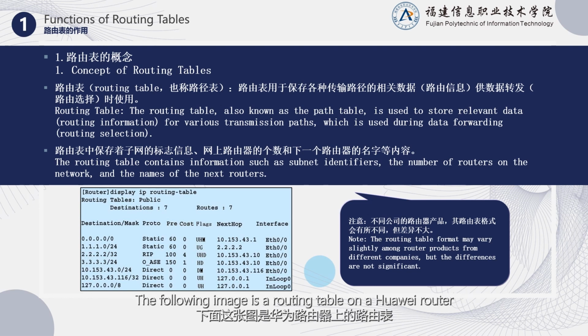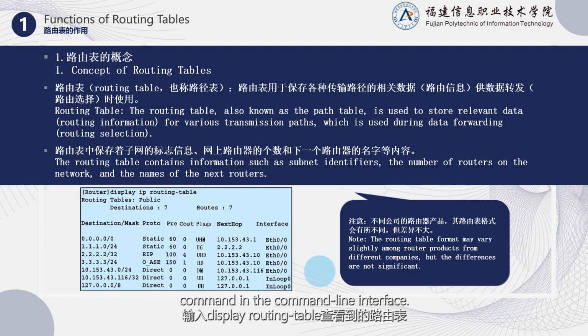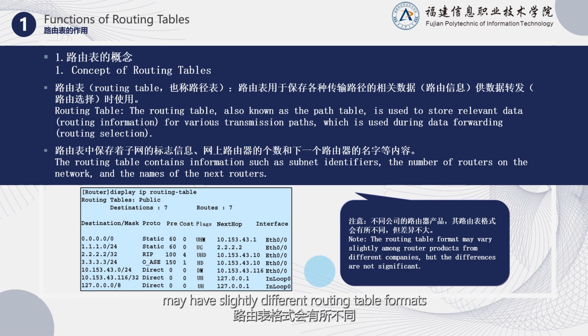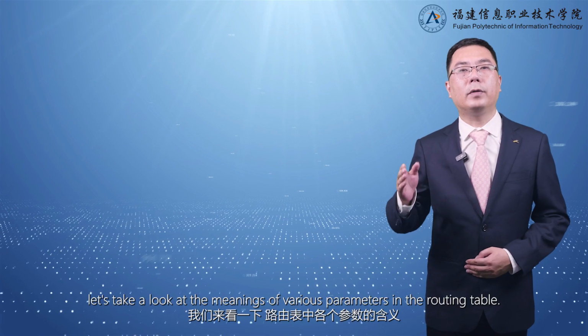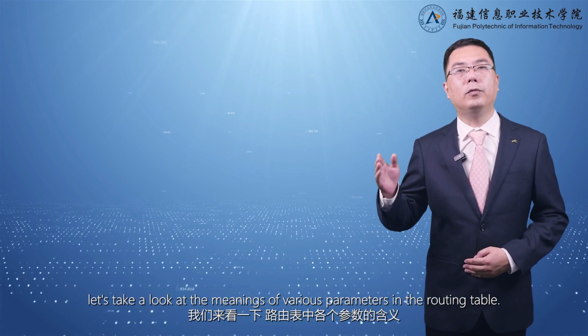The following image is a routing table on a Huawei router, which can be viewed using the display routing table command in the command line interface. It's essential to note that different router products from different companies may have slightly different routing table formats, but the differences are not significant. Next, let's take a look at the meanings of various parameters in the routing table.